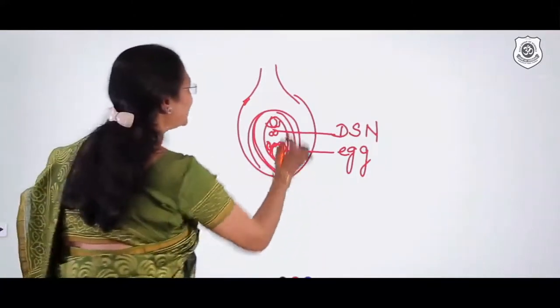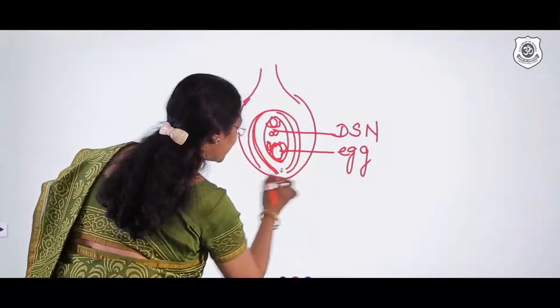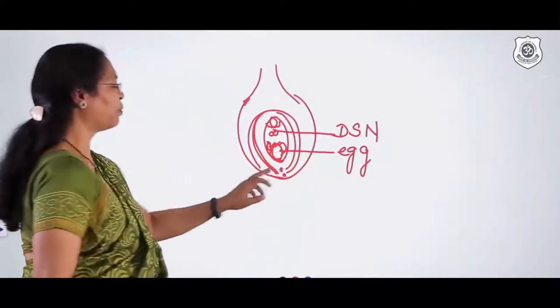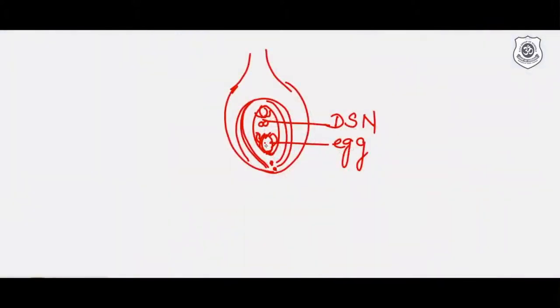Now what will happen? I said there are two male gametes coming. Imagine this is one, another one. Now what will the male gamete do? One male gamete fuses with the egg and the other male gamete fuses with the diploid secondary nucleus. Since there are two fertilizations, we go with the word double fertilization.